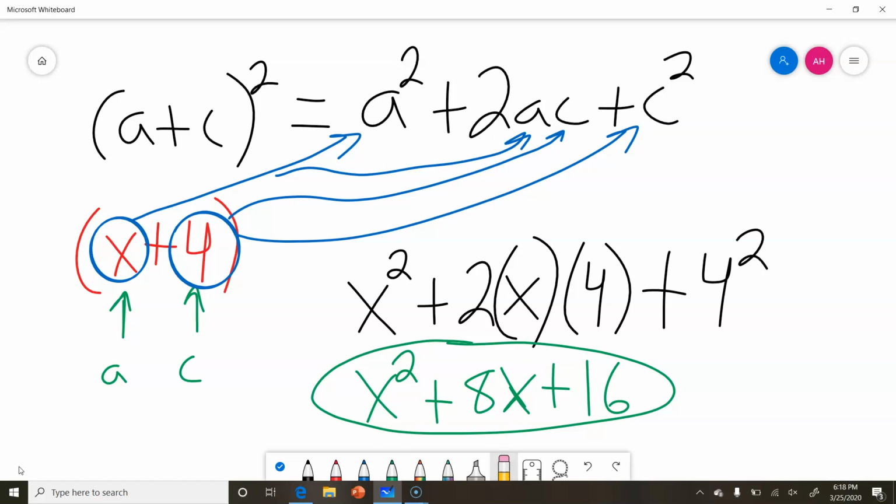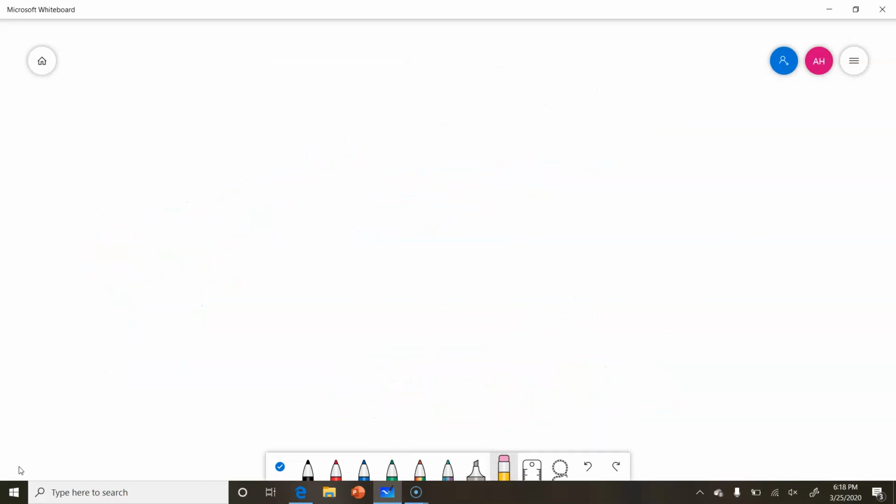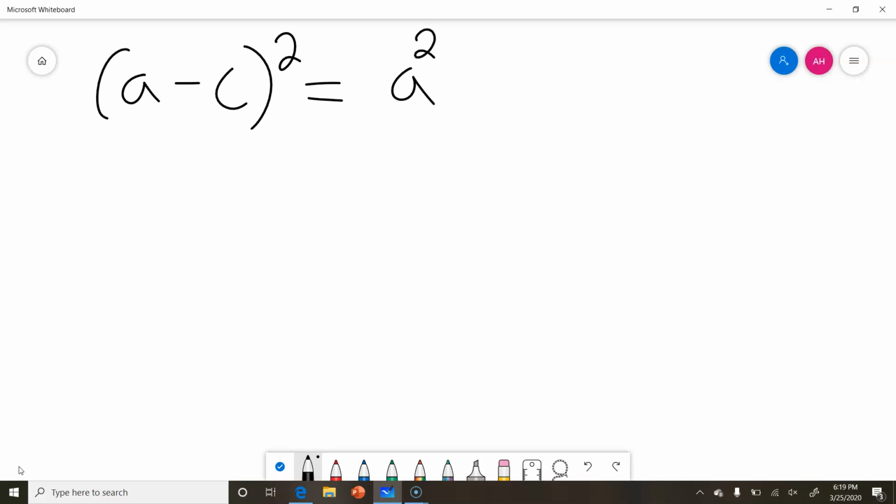Now, where it gets a little bit more complicated is when we have a negative. So this time, we're going to have a minus c squared. Ooh, mixing it up. Well, the first part's still the same, still a squared, but this time it's minus 2ac, and the last part's the same. So the only thing that's different is this right here. It has turned into a negative 2ac instead of a positive 2ac.